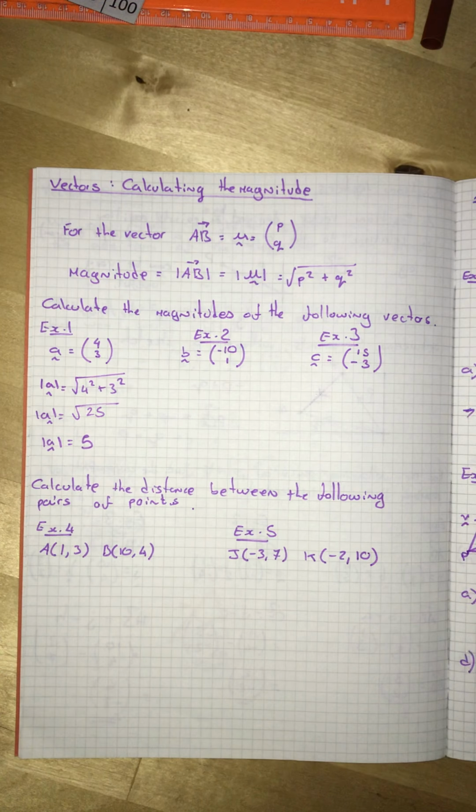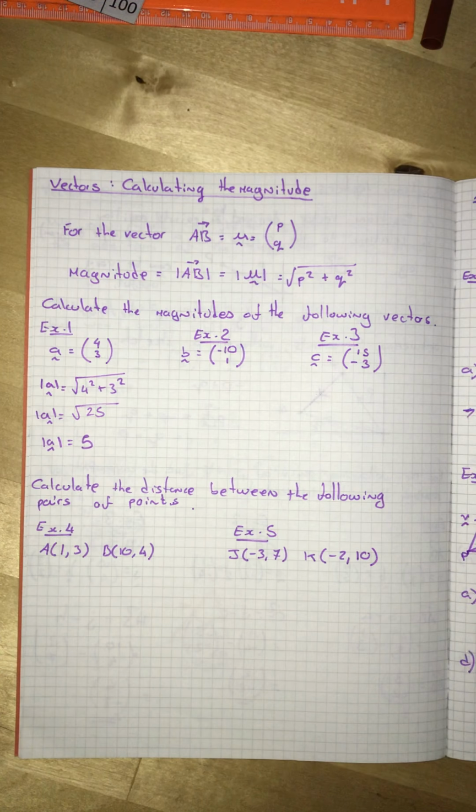Hi. So in this video I'm going to show you how to calculate the magnitude of a vector. We learned in a previous video that the magnitude describes the size or the quantity of the vector. So for any vector, AB, or however it's described, or if it's a single letter, or if you're simply given the components of the vector, we can work out the magnitude.